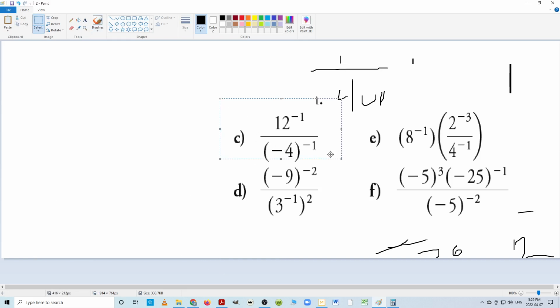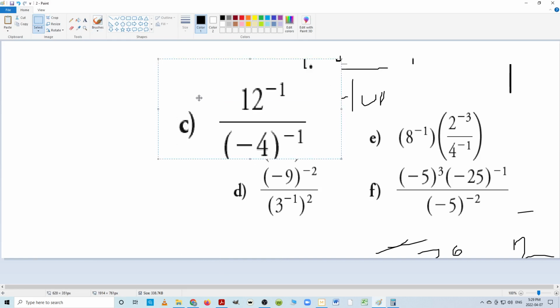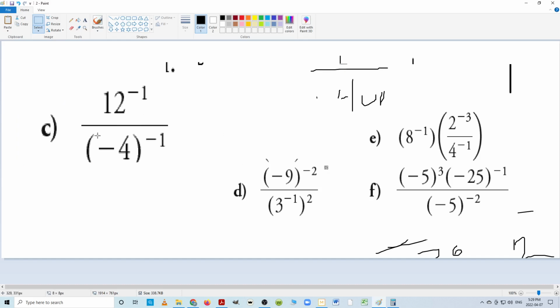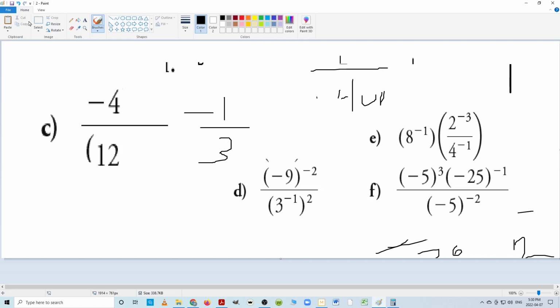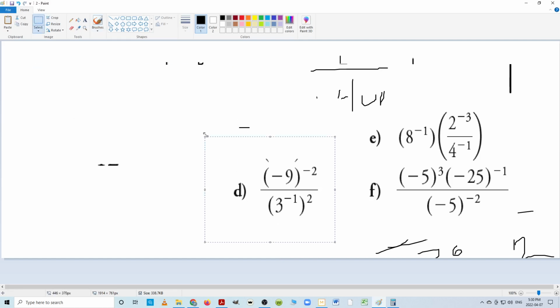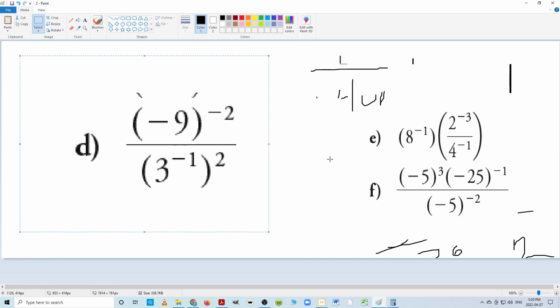And same with this. The nice thing about this is the minus 4 just comes up, minus 12 just comes down, and their negative exponents go away. And this just simplifies to minus 1 over 3. So they're just little tricks. So the easiest thing for this one, don't know if that'll work actually.